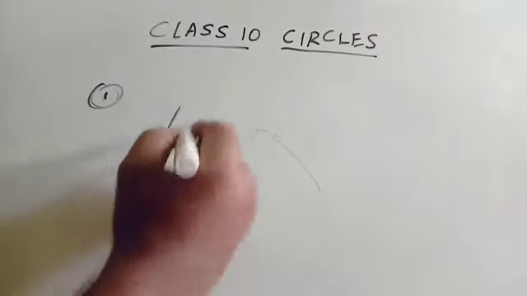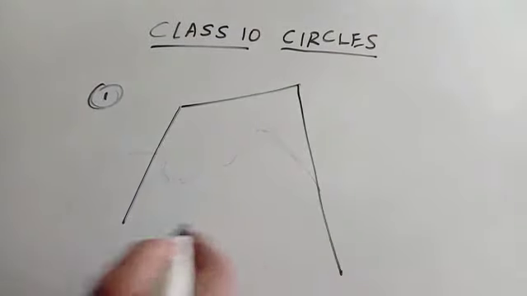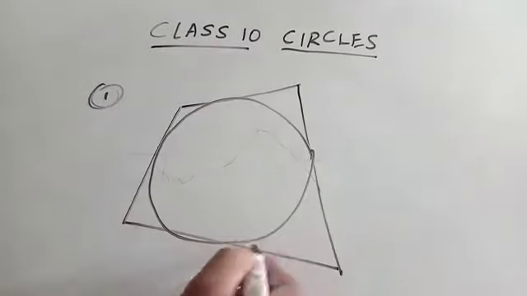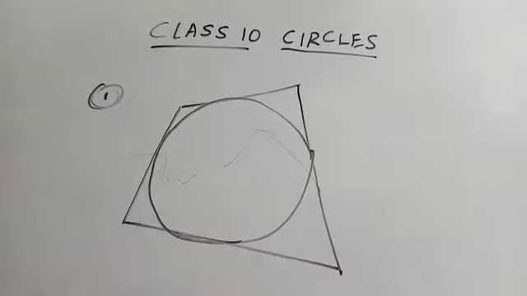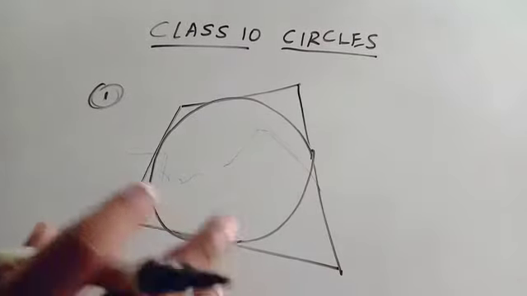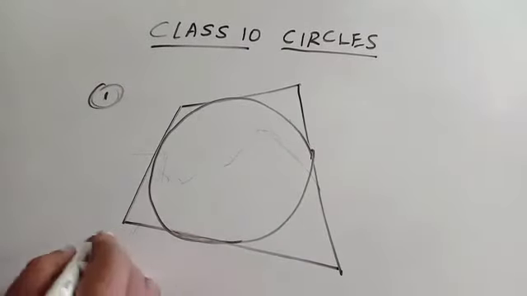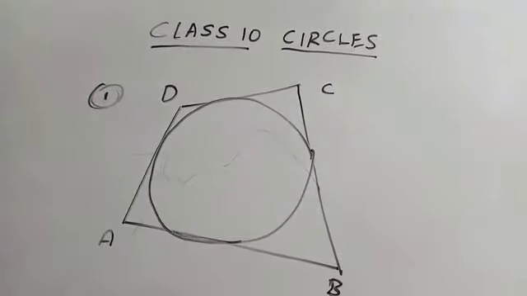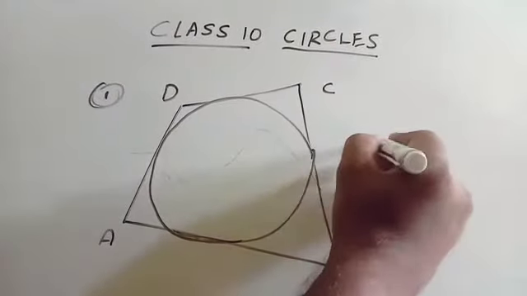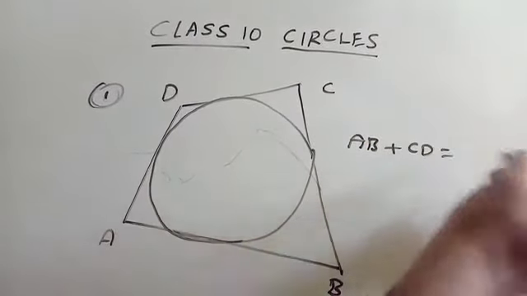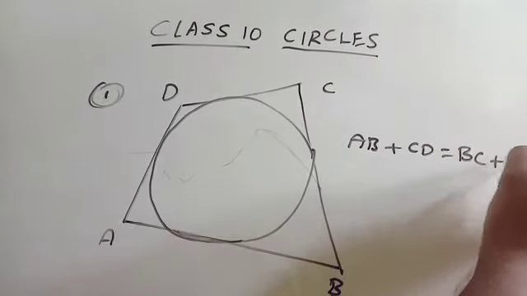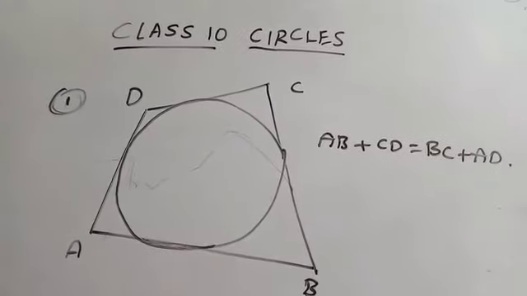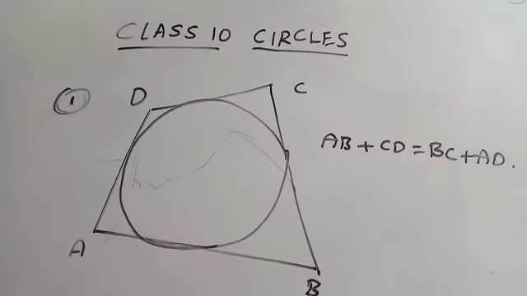Let us say ABCD is a quadrilateral circumscribing a circle. It means that inside ABCD one circle is inscribed. Prove that AB plus CD is equal to BC plus AD. This is the proof. How to prove? Pause the video and try for some time.